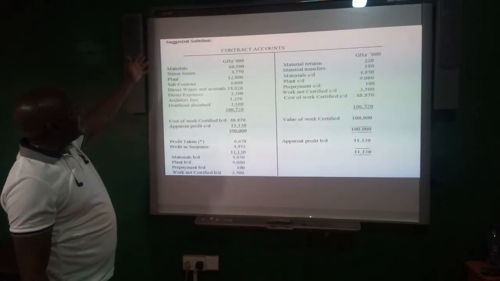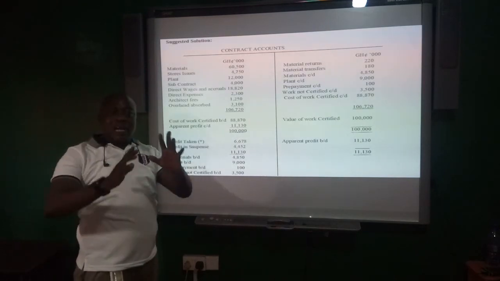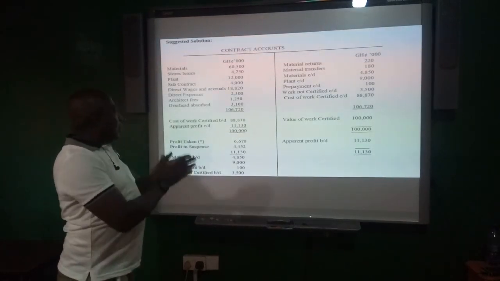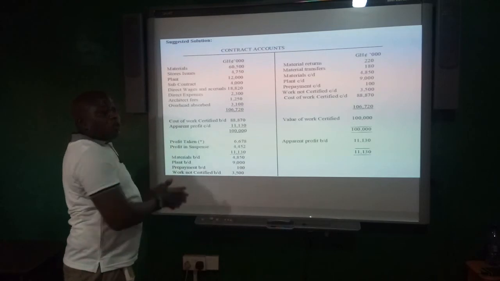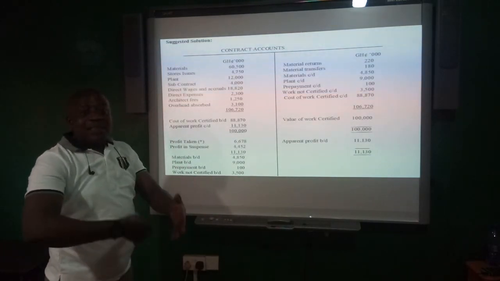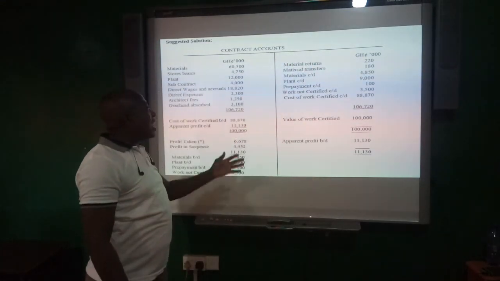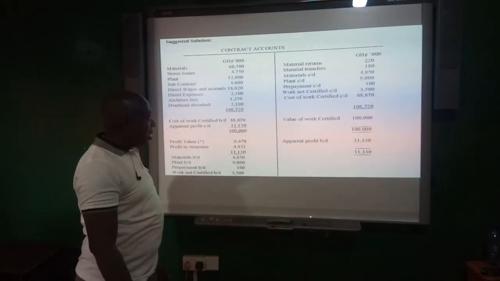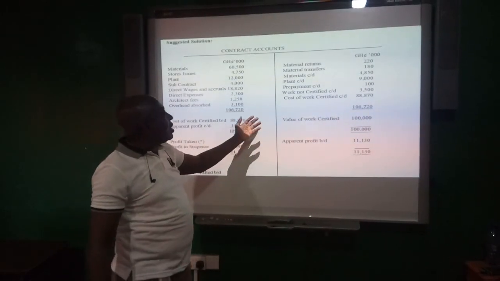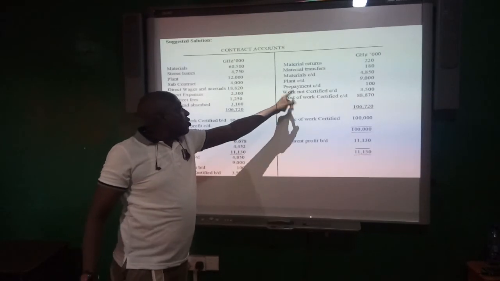Okay, so this is a suggested solution. If you have been following what I've told you so far, you debit all the cost to the contract. The question will give you the materials left at the end of the contract. You credit them. If there's any prepayment, you credit. The cost of work certified, you credit. And the difference will give you the cost of the work not certified.